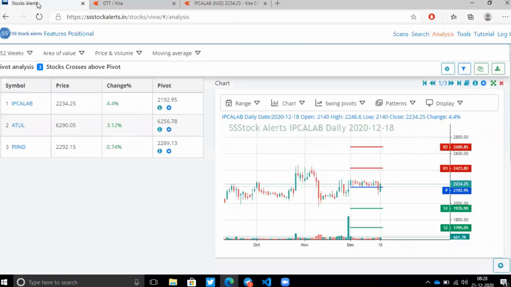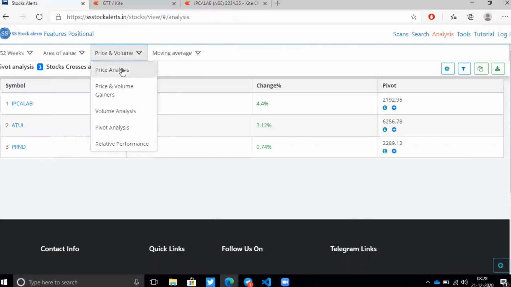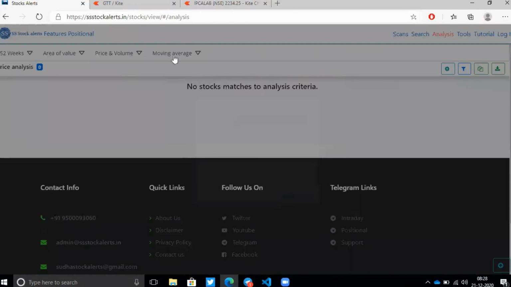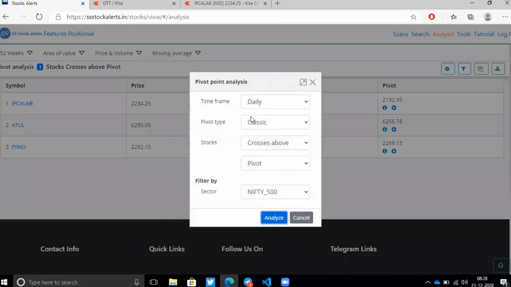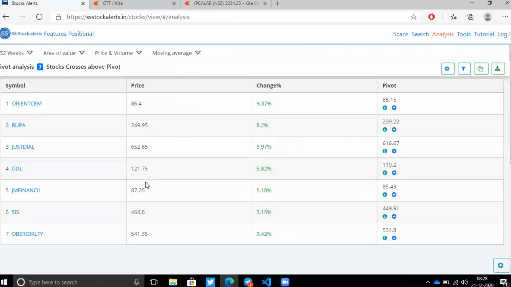So this is how you can use it for daily time frame stocks. But if you want to use the higher time frame, you can go to the pivot analysis here and select the weekly. When you are selecting weekly, it will change it to the yearly time frame pivot. So let me click on analyze. It will get some list of stocks. Okay, let me select any one.